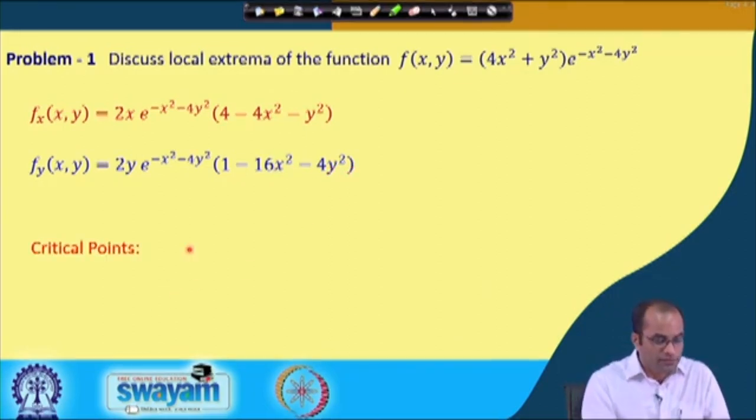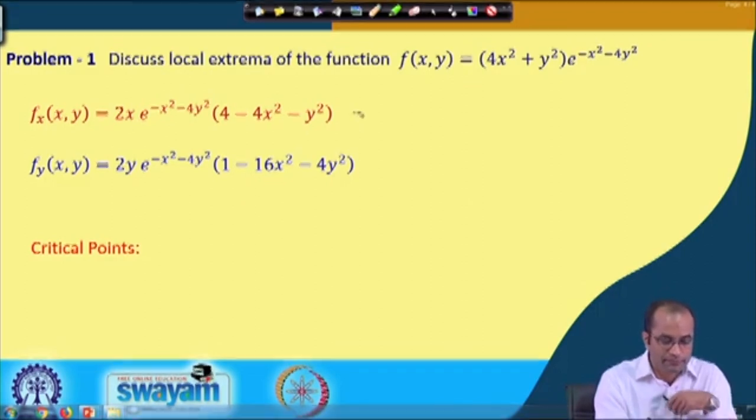And the critical points we can now get by solving these two equations. If we set these equations to 0, from the first equation, because the exponential cannot be 0, either x has to be 0, or the term in this bracket has to be 0.